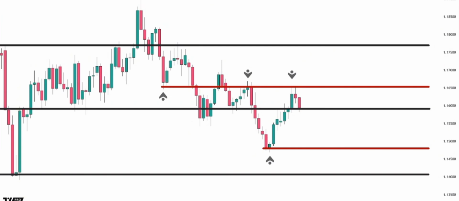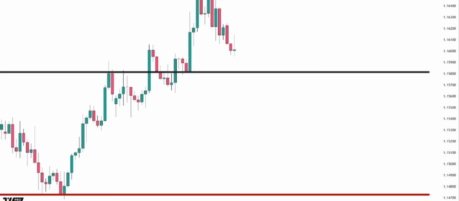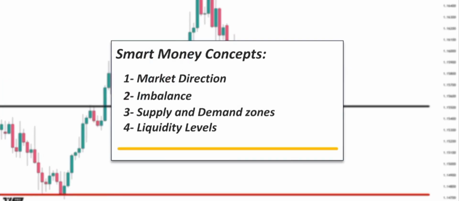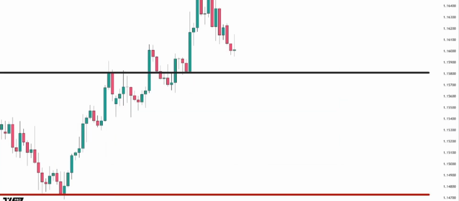We are not applying additional concepts yet, because we still have a long way to go before we reach the 1-hour chart. Now let's move on to the 4-hour chart. Now the 4-hour chart is where we start applying the key smart money concepts: market direction, imbalance, supply and demand zones, and liquidity levels. On the 4-hour chart, we can see a clear uptrend.